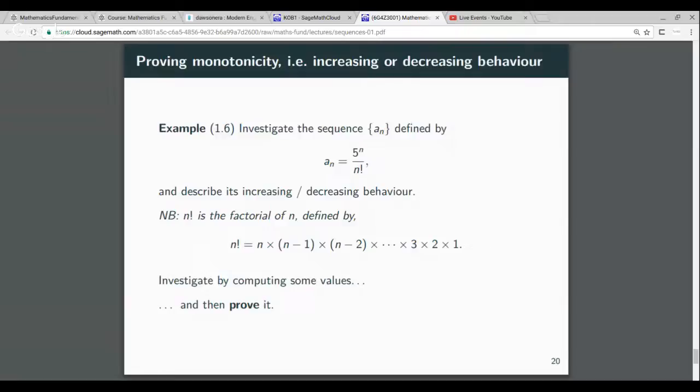So that's an example of using this quotient method to look at the quotient or ratio of consecutive terms of the sequence, simplify the expression, compare it to the appropriate thing, which is 1, and declare whether it's bigger than or less than 1, and hence reach the conclusion about being increasing or decreasing.